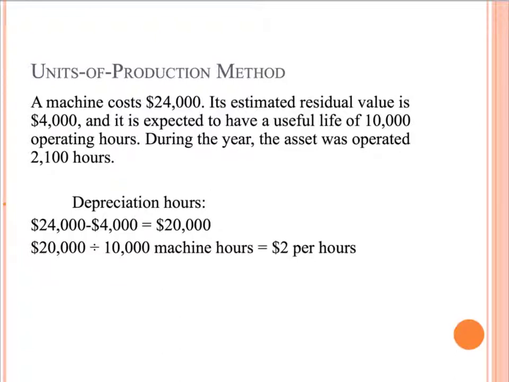In our example, a machine costs $24,000. It has an estimated residual value of $4,000, an expected life of 10,000 operating hours. During the year, the asset was operated 2,100 hours. First, we determine the depreciation per hour. $24,000 cost minus $4,000 residual value equals $20,000. $20,000 divided by the life expectancy of 10,000 machine hours equals $2 per hour of depreciation.